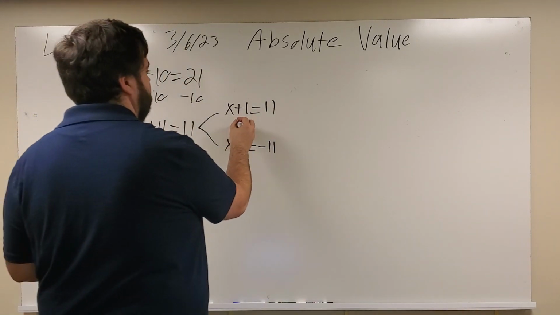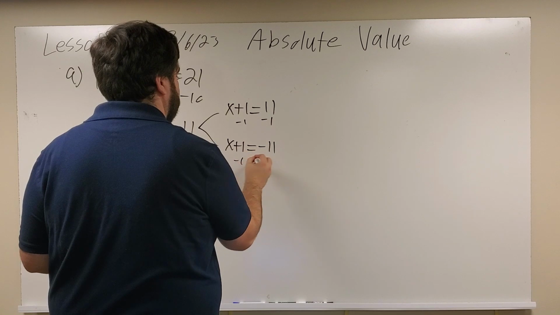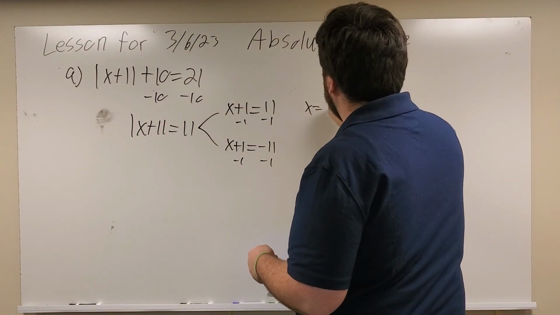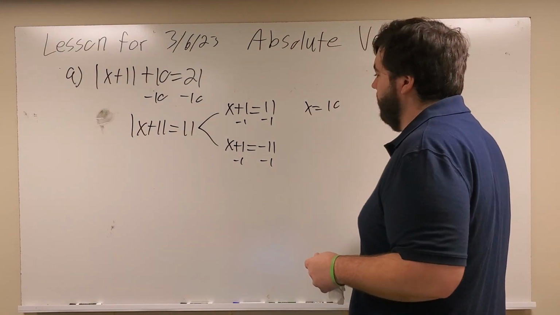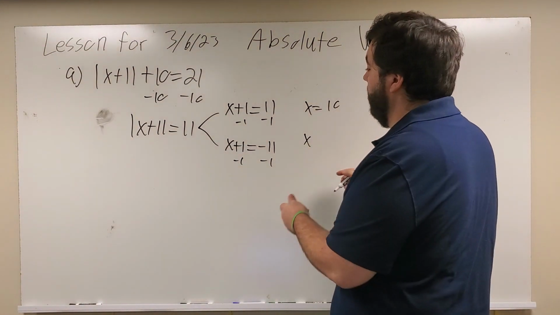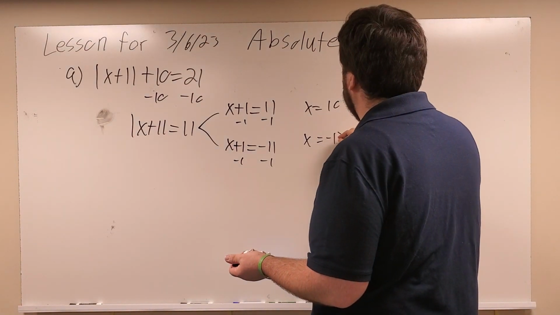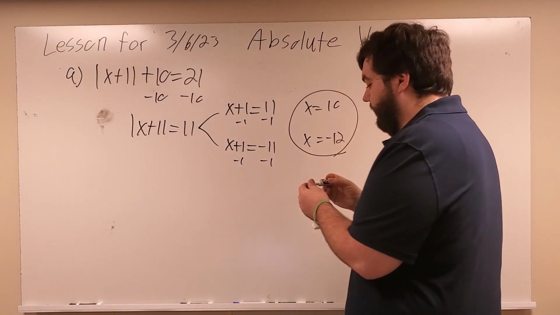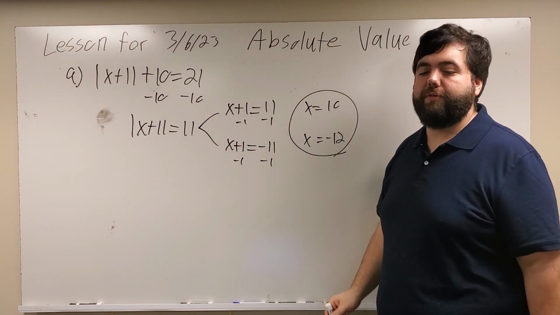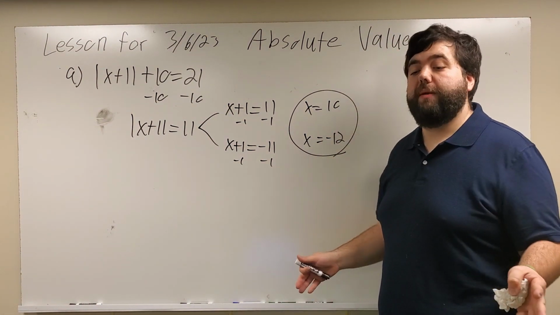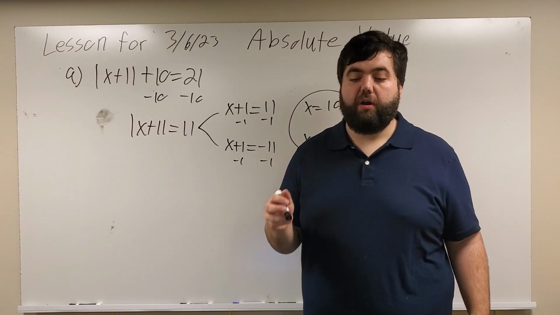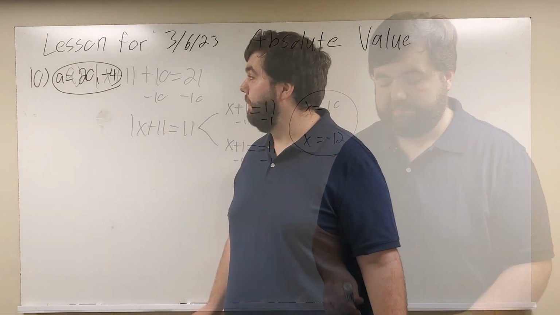Now we simply subtract 1 from both sides on both problems. And 11 minus 1, we get x equals 10. Negative 11 minus 1, both negative, add them together, 12, take the sign, negative 12. So our answer for this is x equals 10 and x equals negative 12. Hopefully that made sense. Go ahead and give number 10 a shot, and then we'll talk about number 11 together.